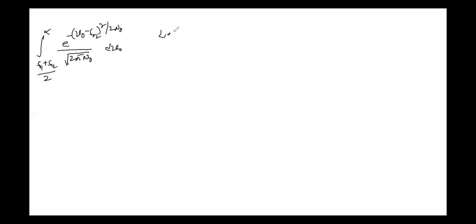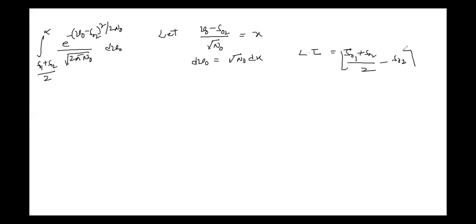So here, let us denote (v naught minus s naught 2) by root n naught as some x. Then dv naught equals simply root n naught dx. And also the limits. The lower limit: if we substitute (s naught 1 plus s naught 2) by 2 in this equation, what do you get? (S naught 1 plus s naught 2) by 2 minus s naught 2, divided by root n naught. How much is this? S naught 1 minus s naught 2 divided by 2 root n naught.